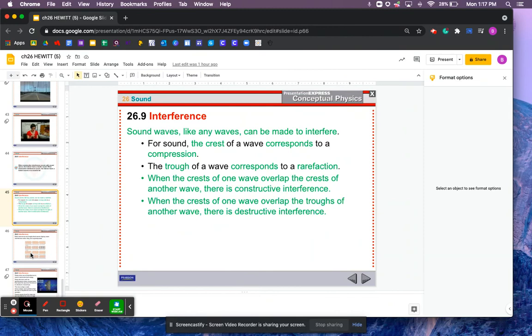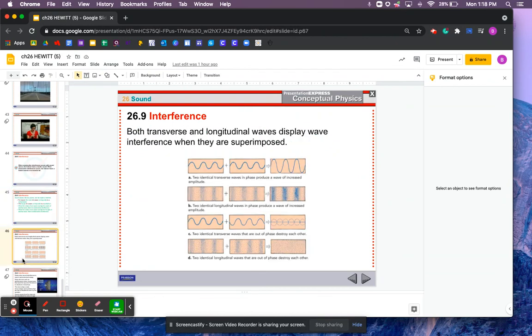So when two crests or two troughs overlap, or two compressions or two rarefactions overlap, you're going to have constructive interference. But when a trough interacts with a crest, or when a rarefaction interacts with a compression, you're going to end up with destructive interference. Here's a little example. You can see the pictures. When the two crests line up, it makes a bigger wave. Same thing with sound waves. You'll see they get more intense. Over here, you have destructive interference when a crest interferes with a trough. So they destruct. The same thing happens right here.